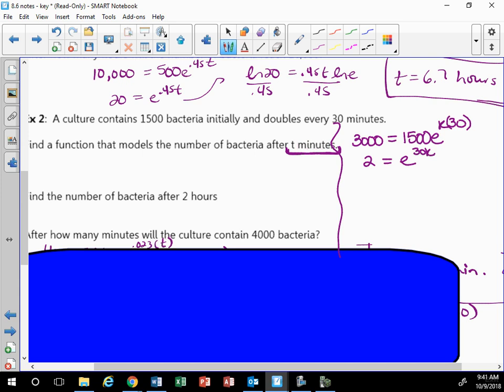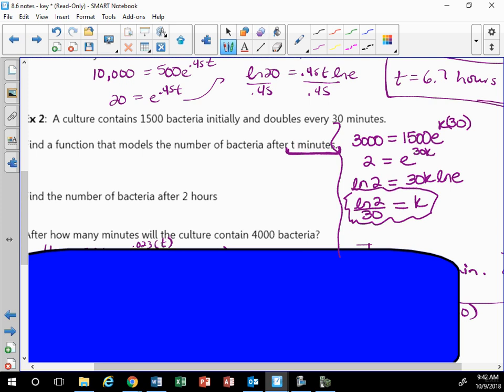And you'll notice every time if it doubles, that first step is going to be a 2 over there, okay? Natural log both sides, right? So I've got natural log of 2 equals 30K natural log of e. Do I even need to really write the natural log of e? No. So guys, once you start seeing how these work, you can certainly skip steps. So natural log of 2 over 30, that is the value of K. All right with that?